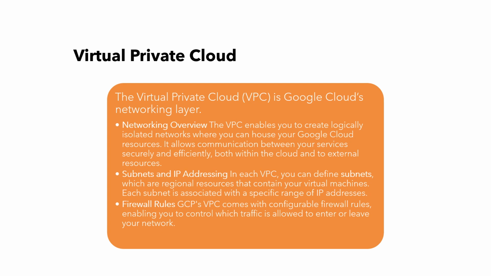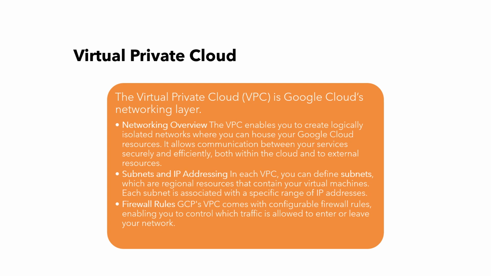Another critical aspect of VPC is private access. GCP provides a feature called Private Google Access. This enables your instances to communicate with Google APIs and services privately, without traversing the public internet. This reduces exposure to potential attacks and improves performance by keeping traffic within Google's network.